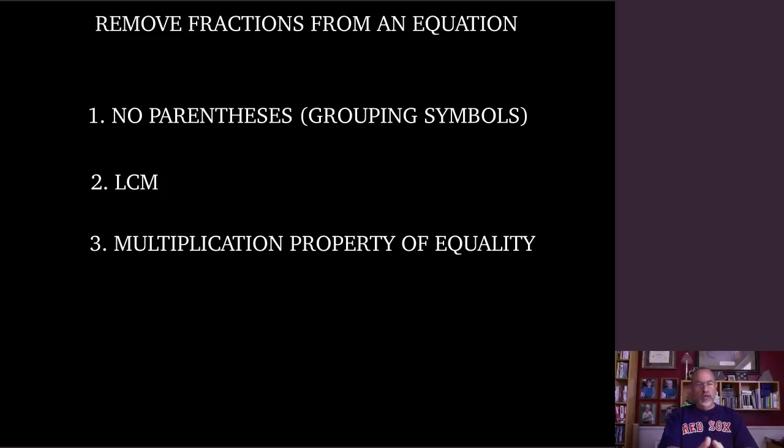It says that we can take an equation, and if we multiply every term in that equation by a number, therefore changing the terms, as long as we do it to every single term, we're going to create an equivalent equation, or an equation that has the same value as the original. So by multiplying everything by the same number, we don't change the equation, we simply change what it looks like. So we're going to use those three things, all of which we already know how to do, to our advantage to take an equation that has fractions in it and remove the fractions. So let's take a look at an example, and then you'll see what I mean.